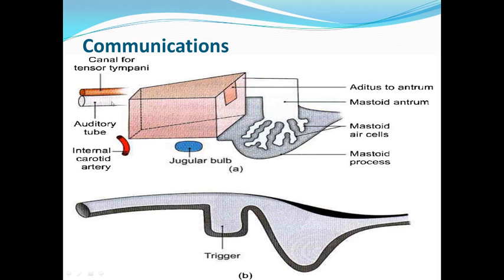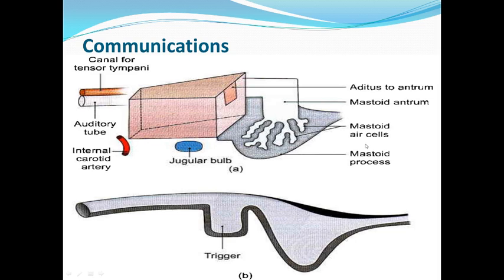Now this auditory tube or eustachian tube communicates the middle ear cavity or tympanic cavity anteriorly with the nasopharynx. Talking about the posterior communication, the aditus to the antrum communicates this tympanic cavity to the mastoid antrum. Through this aditus, the middle ear cavity communicates posteriorly with the mastoid antrum and the mastoid air cells too.